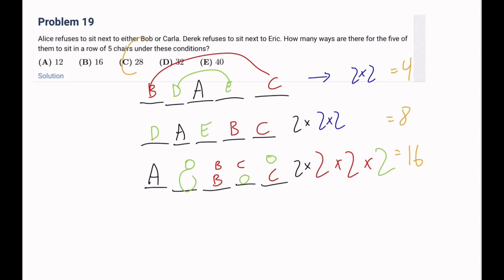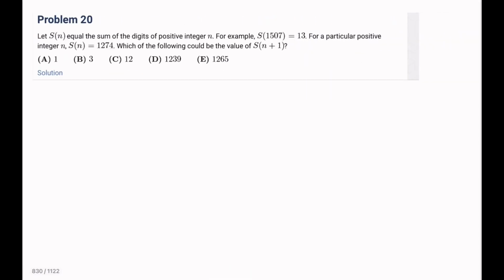The answer is C. Number 20. Let S(n) equal the sum of the digits of positive integer n. For example, S(1507) equals 13. For a particular positive integer n, S(n) equals 1274. Which of the following could be the value of S(n+1)? S(1507) equals 13. This means 1 plus 5 plus 0 plus 7, that's 13. And so that is what S means.